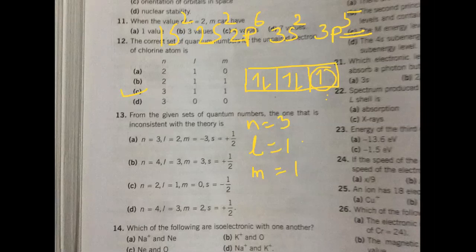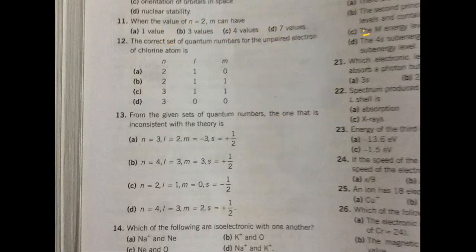Now let's come to question number 13. From the given sets of quantum numbers, the one that is inconsistent with the theory is. Now what does it mean by saying inconsistent? It means the rules that you know about writing the quantum numbers. That is what it is asking for. So if you look into this, what do you find?